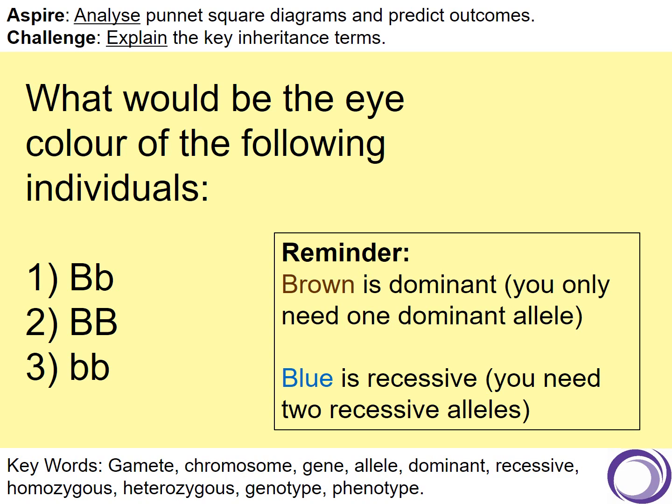Okay, so the first one, person number 1, big B, little b. Big B is brown, it's dominant, so you only need 1 of them. So person 1 would have brown eyes. Person 2, again, would have brown eyes. You only need 1, but it's got 2 alleles for brown eyes, 2 capital letters. And person 3 would have blue eyes because you need 2 recessive alleles to be blue, and recessive alleles are represented by lowercase letters. So person 1 brown, heterozygous. Person 2 brown, homozygous dominant, and person 3 blue, recessive, homozygous.